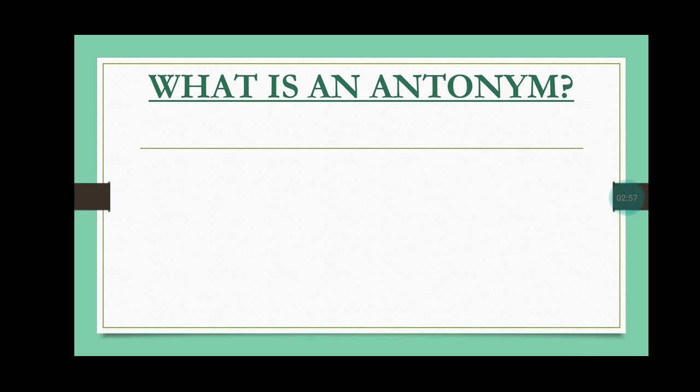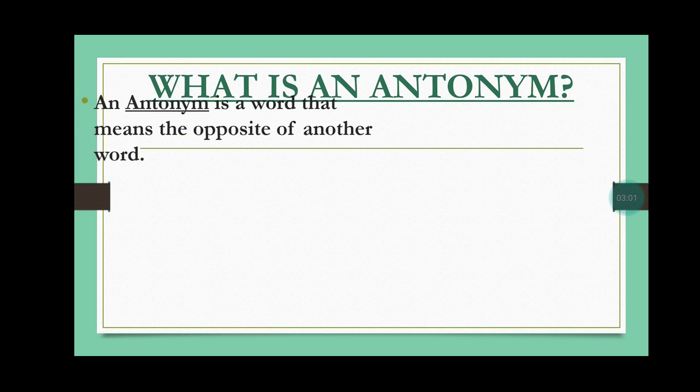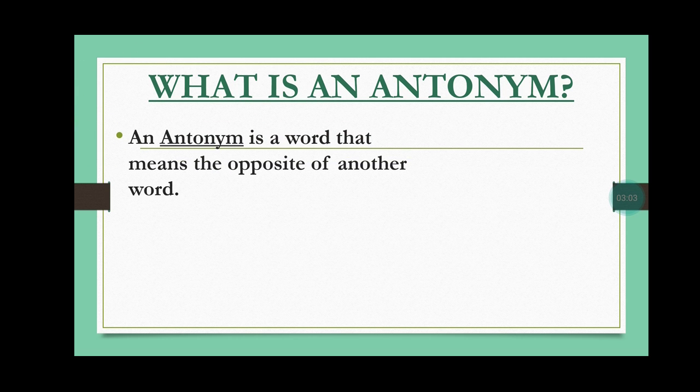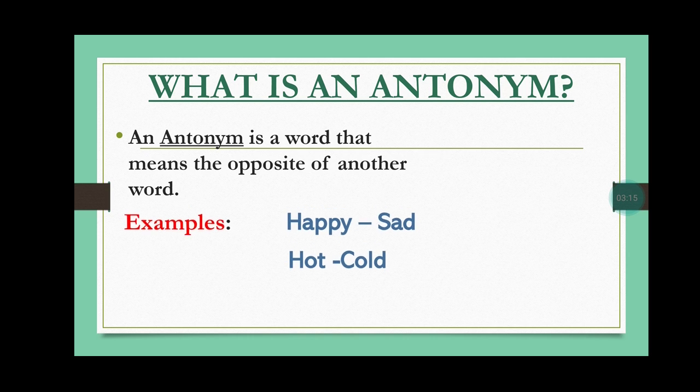Now, we have studied about synonym, right? Now, what is antonym? Antonym is just different from synonym. An antonym is a word that means the opposite of another word. In Hindi, we say this as vilom shabd. Antonyms are the words which are different.